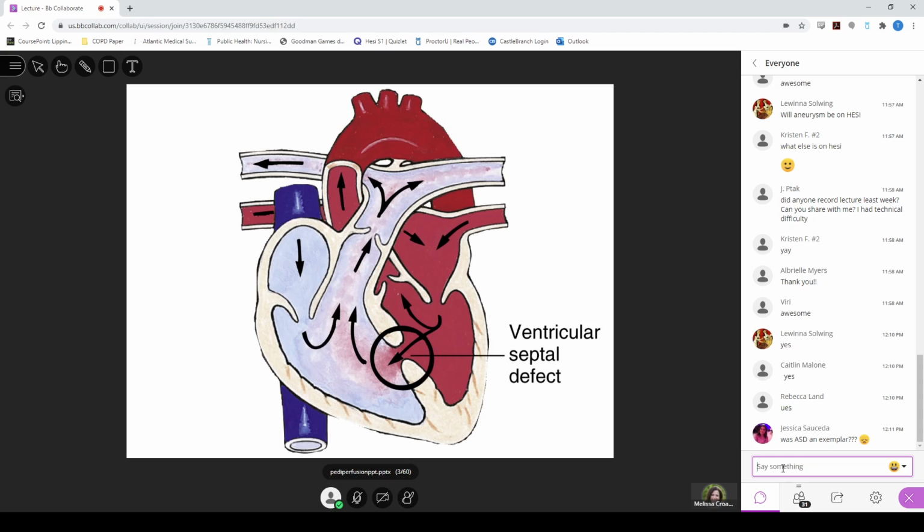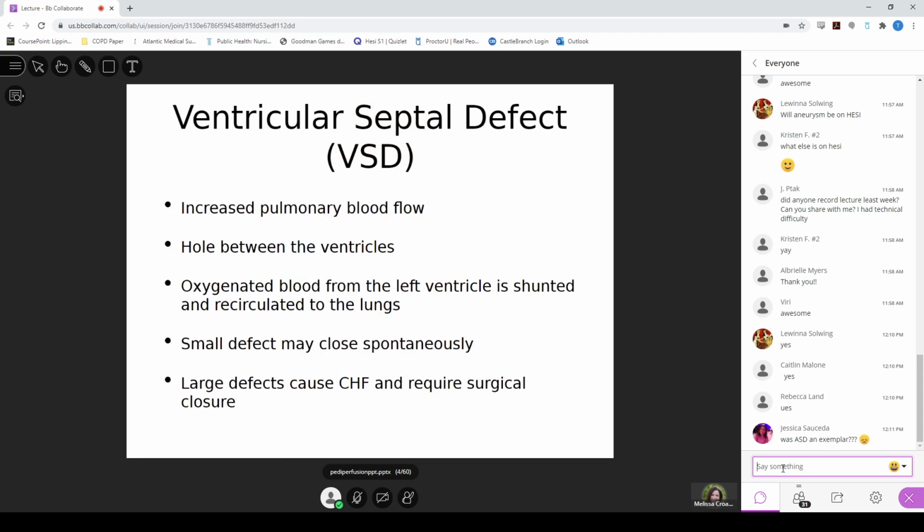Okay, so ventricular septal defect, it's increased pulmonary blood flow, which I just told you. The hole is in between the ventricles. The oxygenated blood from the left ventricle is shunted and recirculated to the lungs. Now, these defects can close spontaneously if they're small. And large defects will require surgical closure. If they're not closed, it can lead to heart failure. And these are all the things that I just said here. I just printed them on there for you. I just wanted you to be able to look at the diagram while I was telling you.